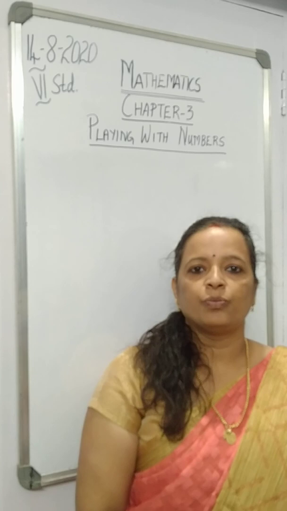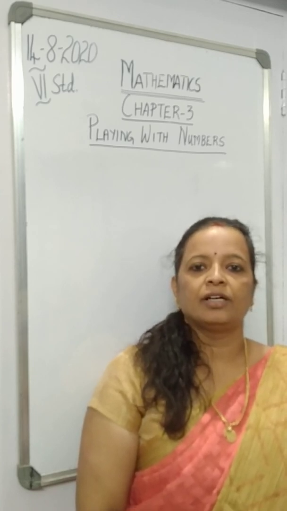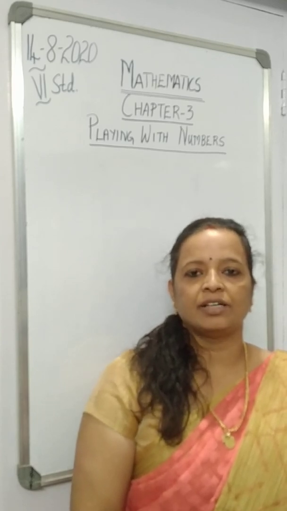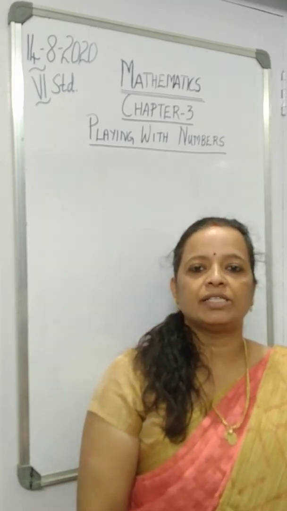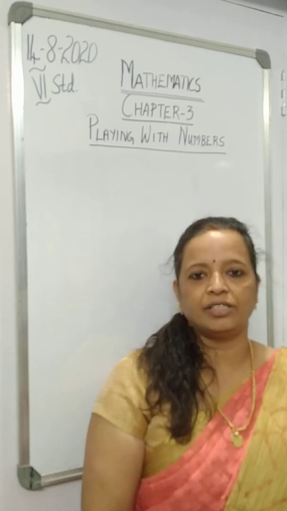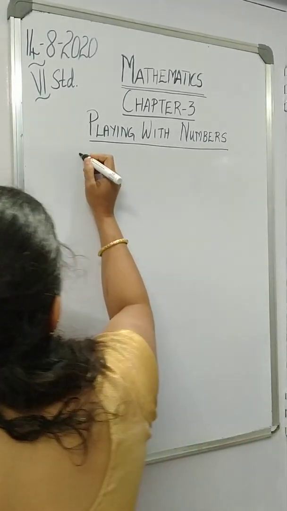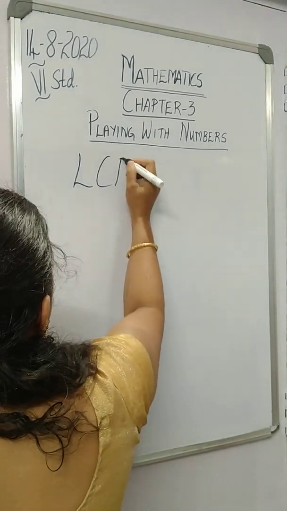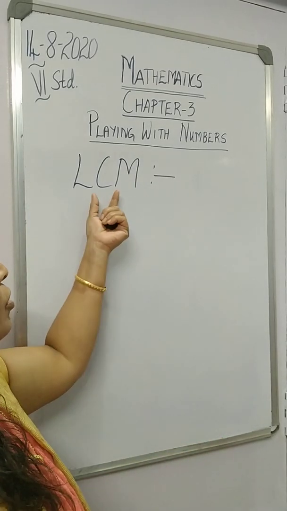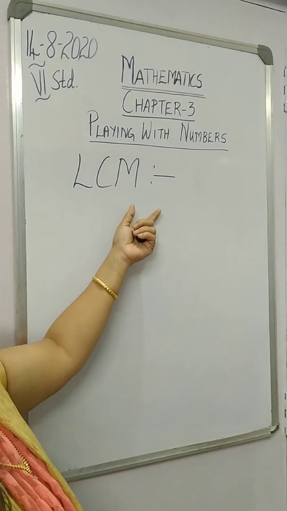Let us start with a new topic. Before moving on to the new topic, let us revise what we have learned already in your previous class. We have learned about HCF, that is highest common factor, isn't it? Now we will move on to the next topic, that is LCM. Yes, here it is least common multiple or the lowest common multiple.